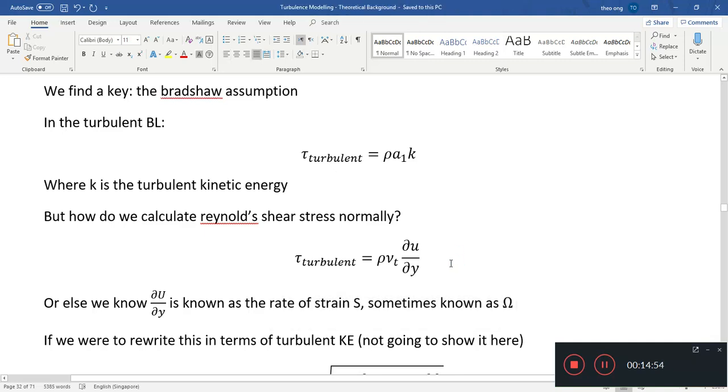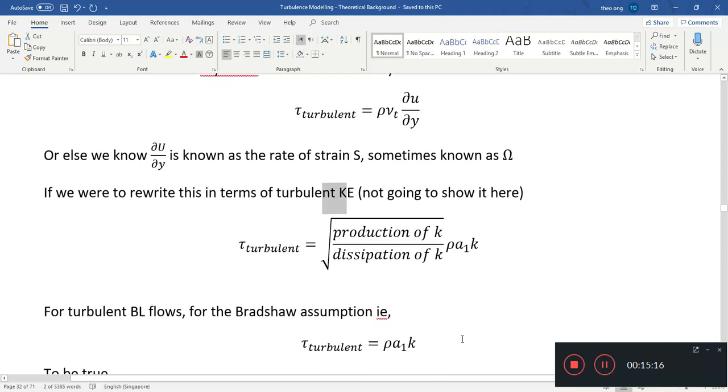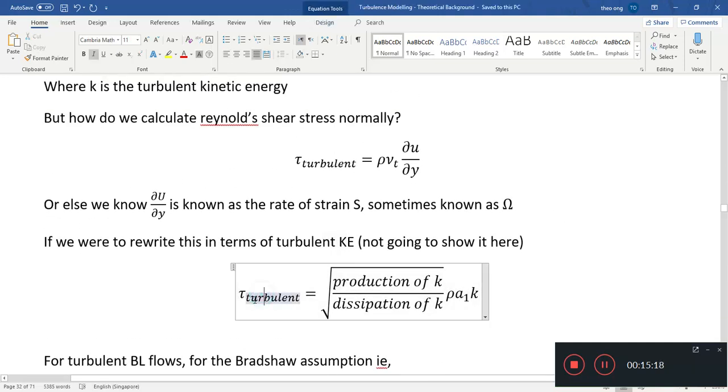Okay, so if we want to compare this term to this, we can rewrite this whole equation in terms of turbulent kinetic energy. So if we were to rewrite this in terms of turbulent kinetic energy, I'm not going to show it here because it's going to be a long derivation, then we will have something like this.